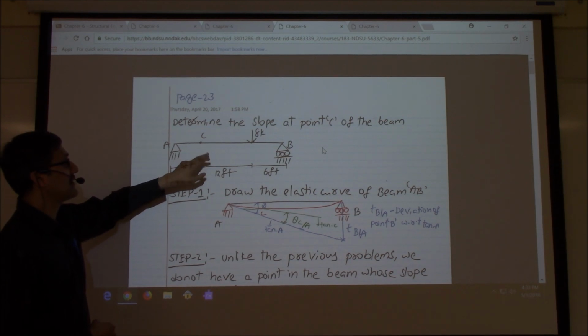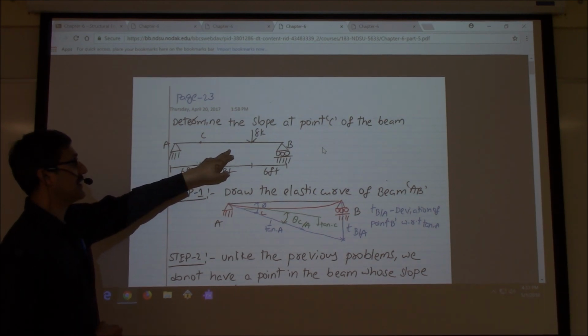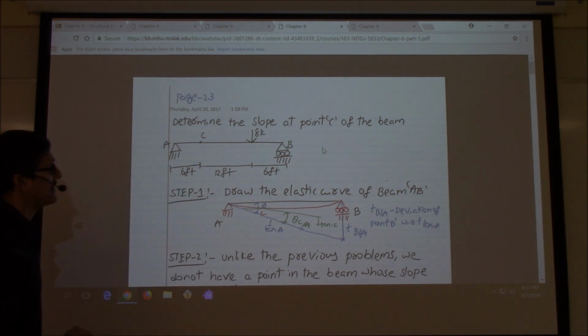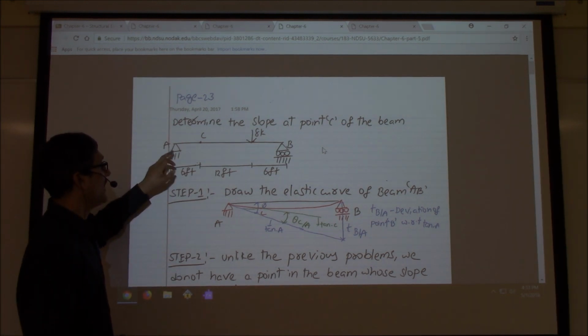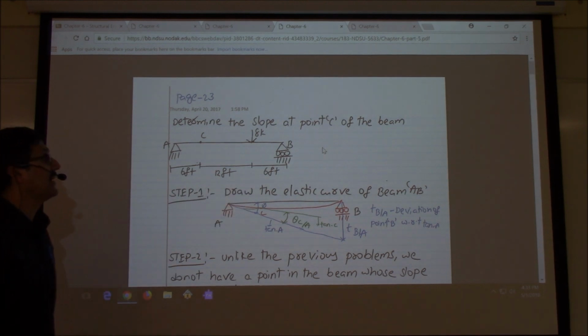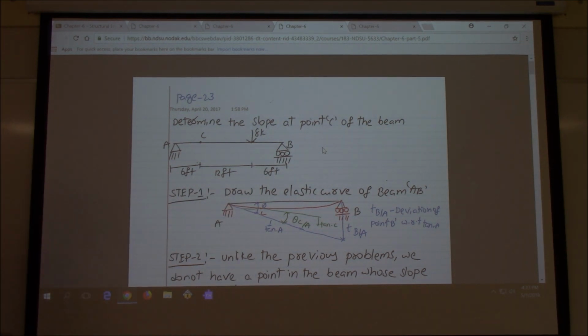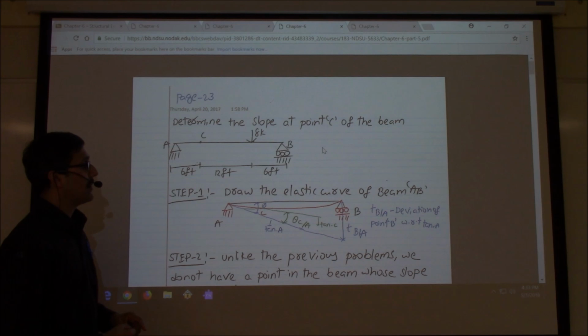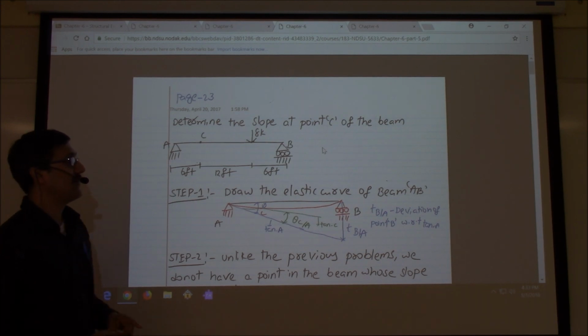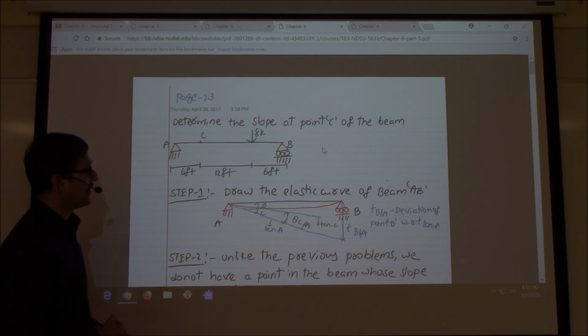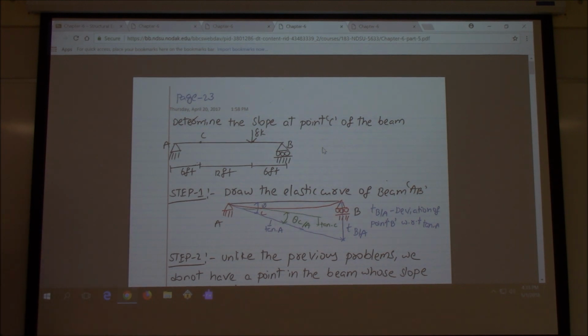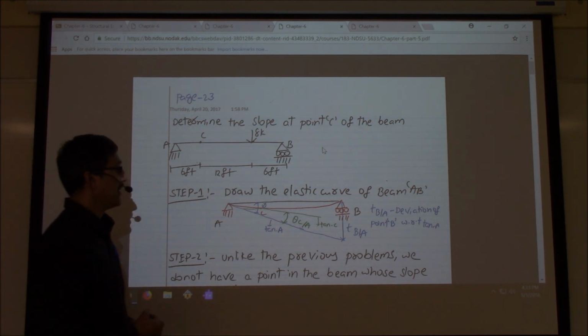Okay, this C is definitely not located at the center, and this load is not located at the center. This is not a symmetric beam, and you do not know the slope at the point A, you do not know the slope at the point B. So now we have to use the second tangent along with some trigonometry rules to find out the slope at the point C. How can we accomplish that?